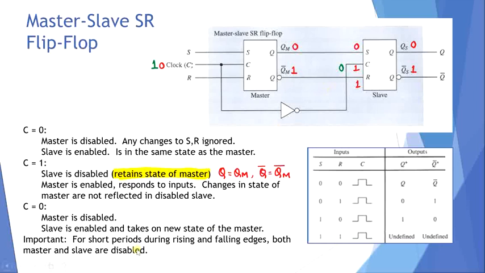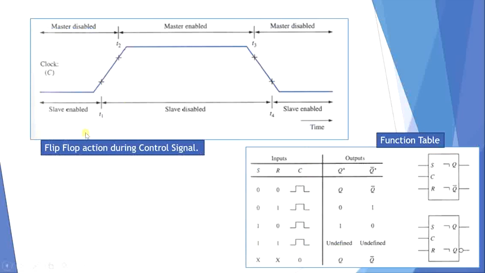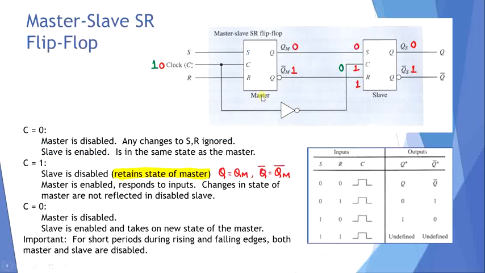One conclusion in general is that only for short periods during the rising and the falling edges, both the master and the slave are disabled. That is what is being shown here. In this interval of time, the master and the slave are both disabled. As I explained earlier, when C is equal to 0, the master will become disabled, the slave will become enabled, and it will take on the new state of the master, whichever is specified.